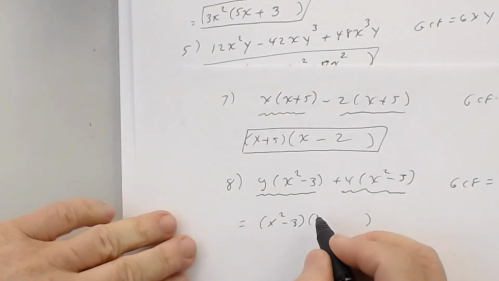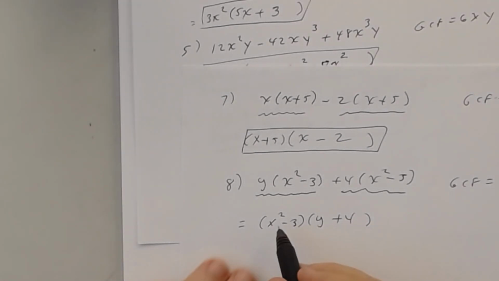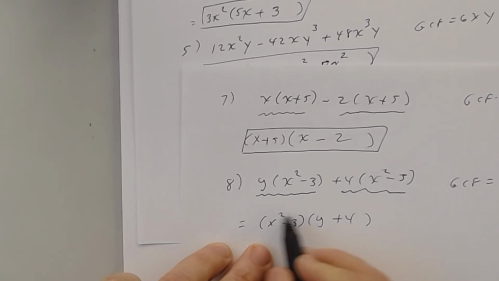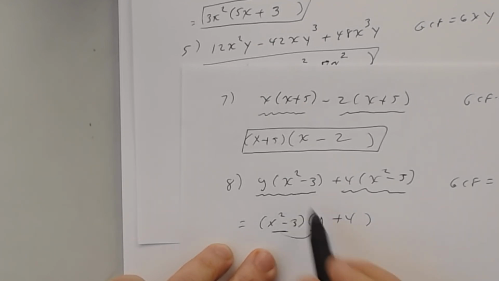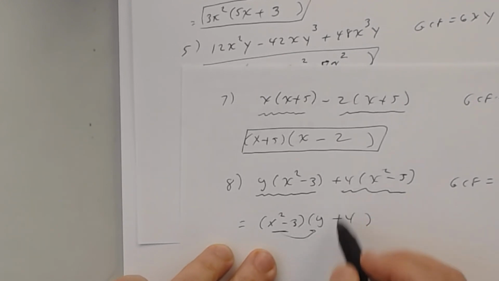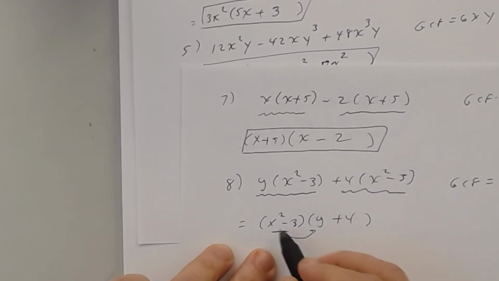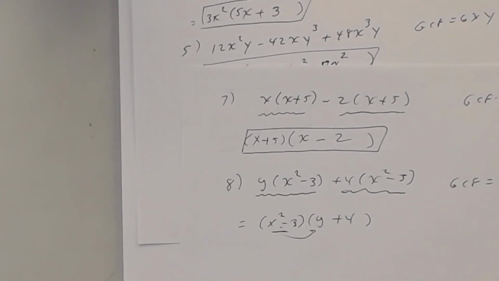Plus 4. And if I distribute, it makes sense because if I distribute this right here, x squared minus 3 times y, isn't that this right here? Y times x squared minus 3? Yes or no? Yes. Okay, and then plus, and then if I distribute that, isn't that 4 times this? So it's the idea of the distributive property. And you're done. There's your answer.